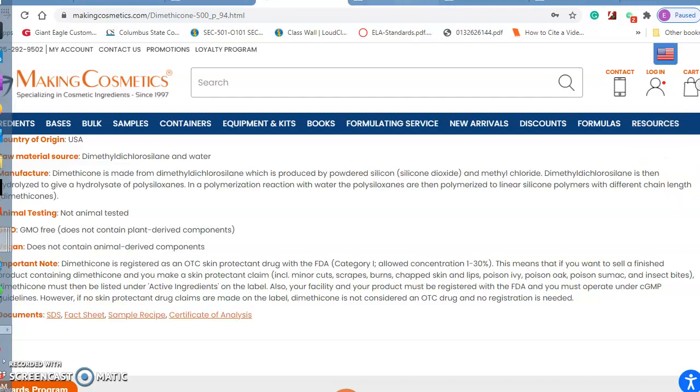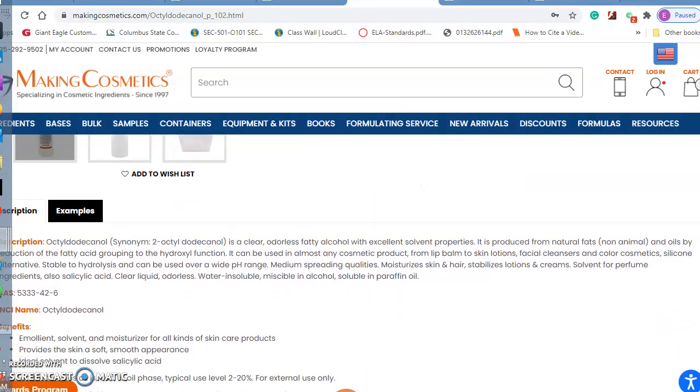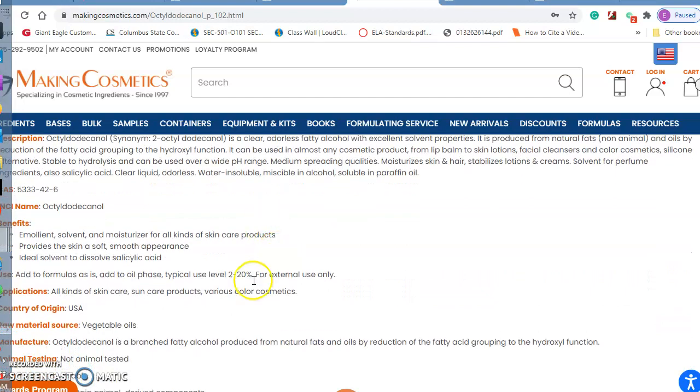But anyway, we're using dimethicone 500. We're using Oxy DC. So this is basically an emollient, an oil-free emollient, a solvent and a moisturizer here. It gives you the percentage you can use, 2 to 20%, because people ask a lot, like, what percentage can I use of preservative, or what percentage can I use of whatever. It gives you that on these sites, so you're not going over the recommended amount.